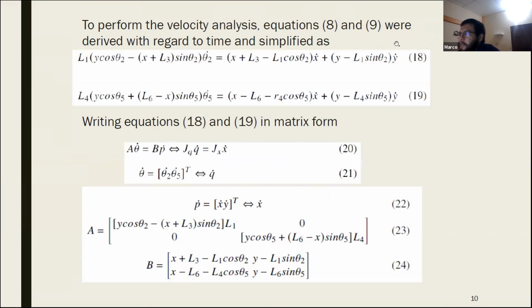To perform the velocity analysis, equations 8 and 9 were derived with respect to time and simplified into this equation. We write equations 18 and 19 in matrix form, equations 20 and 21.